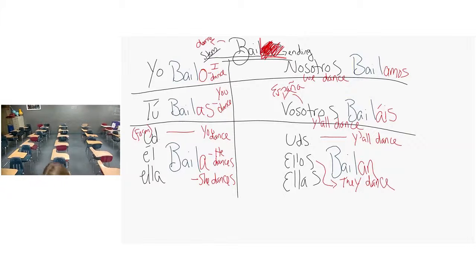So all together, we have yo bailo, tú bailas, usted baila, él baila, ella baila, nosotros bailamos, vosotros bailáis, ustedes bailan, ellos bailan, ellas bailan.